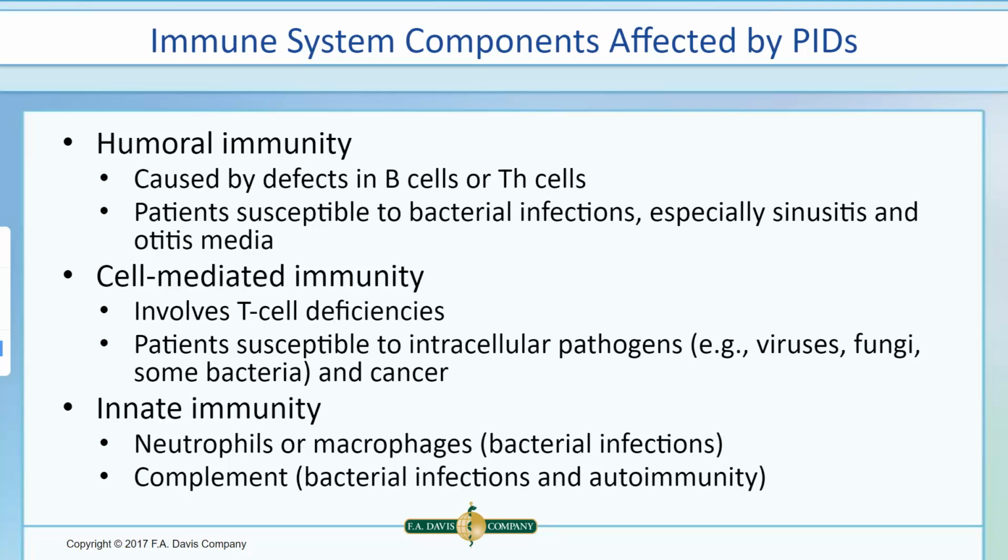Immune system components affected by PIDs, or primary immunodeficiencies. It could affect the humoral immunity. It's caused by defects in B cells or helper T cells. Patients are susceptible to bacterial infections, especially sinusitis and otitis media, or ear infections. Cell-mediated immunity involves T cell deficiencies. Patients are susceptible to intracellular pathogens such as viruses, fungi, some bacteria, and cancer. And then innate immunity. So neutrophils or macrophages could be impacted, which will predispose you to more bacterial infections, or complement deficiencies, which predispose to bacterial infections and autoimmunity.